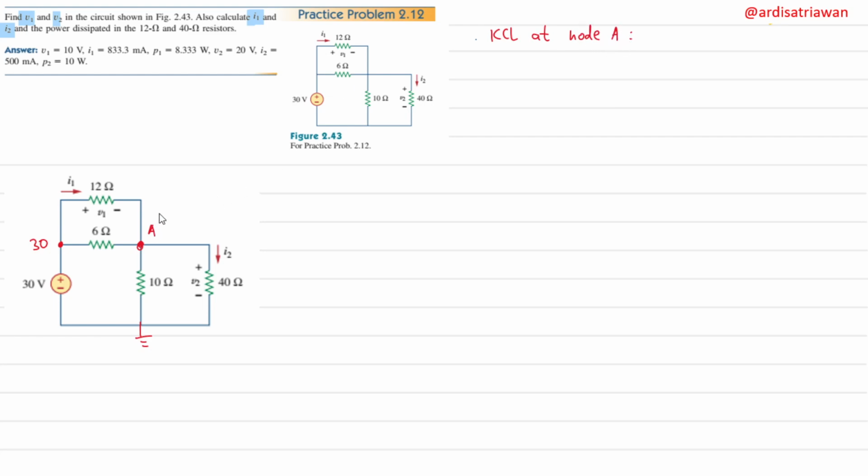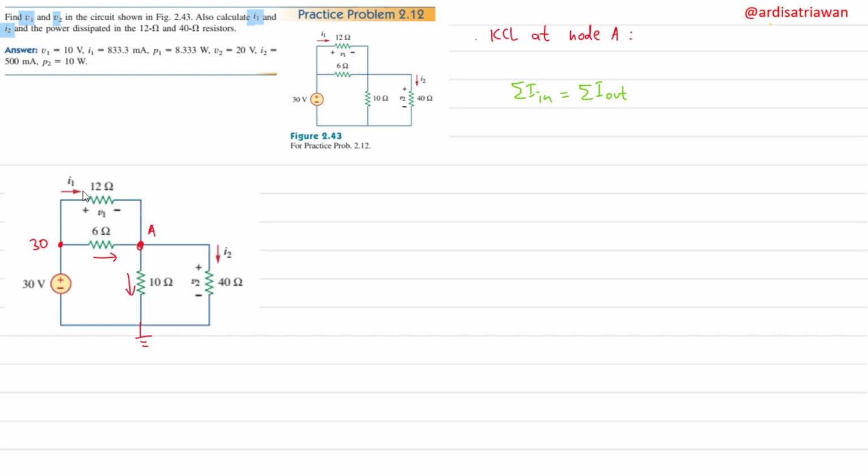Okay, let's assume the direction of the current, especially at this node here, because it's unknown. I1 is going to the right and I2 is going to the bottom, but I still need to do one more thing here, this current here. Okay, now let's do KCL. And KCL said that the sum of the current that goes in is equal to the sum of the current that goes out. Okay, there are two currents that go in, and two currents that go out.